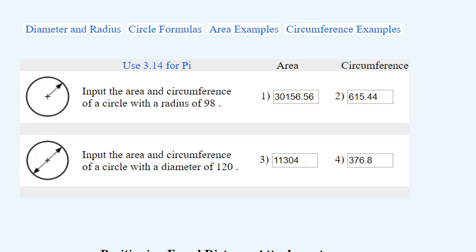And so that is briefly how to find the values of the area and the circumference of a circle.